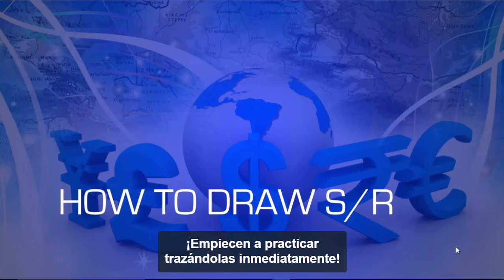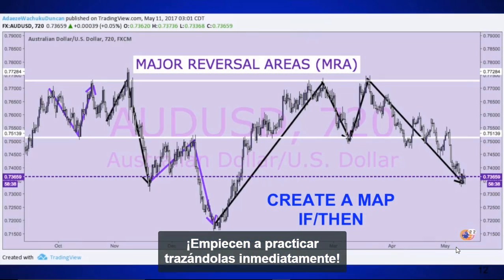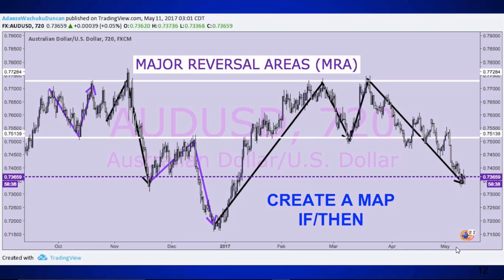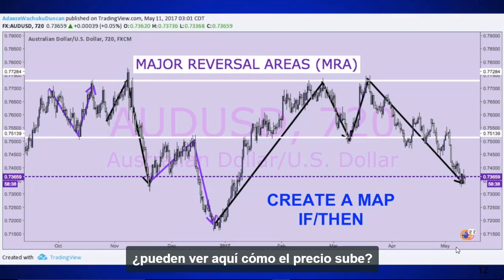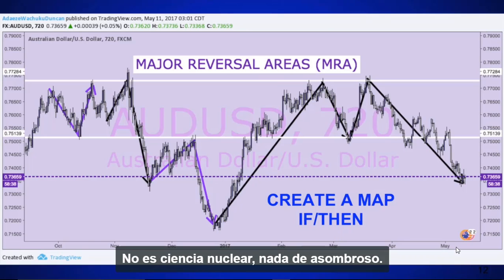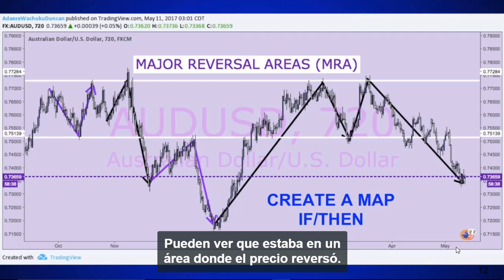Start practicing drawing these immediately. So now, looking at this actual frame, you see here how price goes up and then it turns around, or price is going down and it turns around. I like to call these major reversal areas. Nothing rocket science, nothing amazing. You can see that it was an area where price reversed majorly.